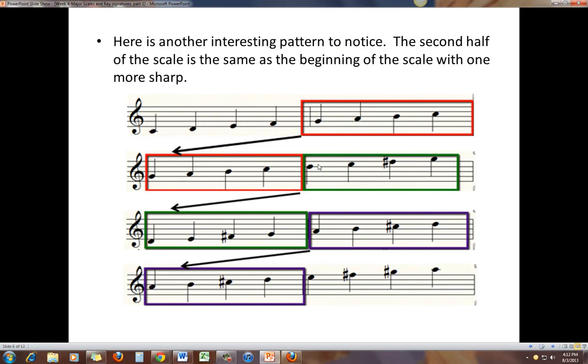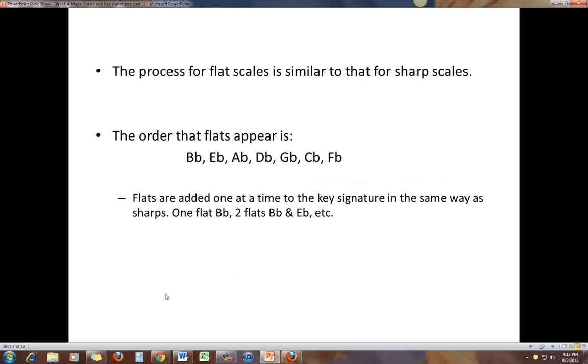Here's another interesting pattern to notice. Okay, we start here with our C major scale. The last 4 notes of the C major scale are identical to the first 4 notes of the G major scale. Last 4 of G, identical to the first 4 of D. Last 4 of D, identical to the first 4 of A. And this pattern will also continue throughout the entire series of sharp keys.